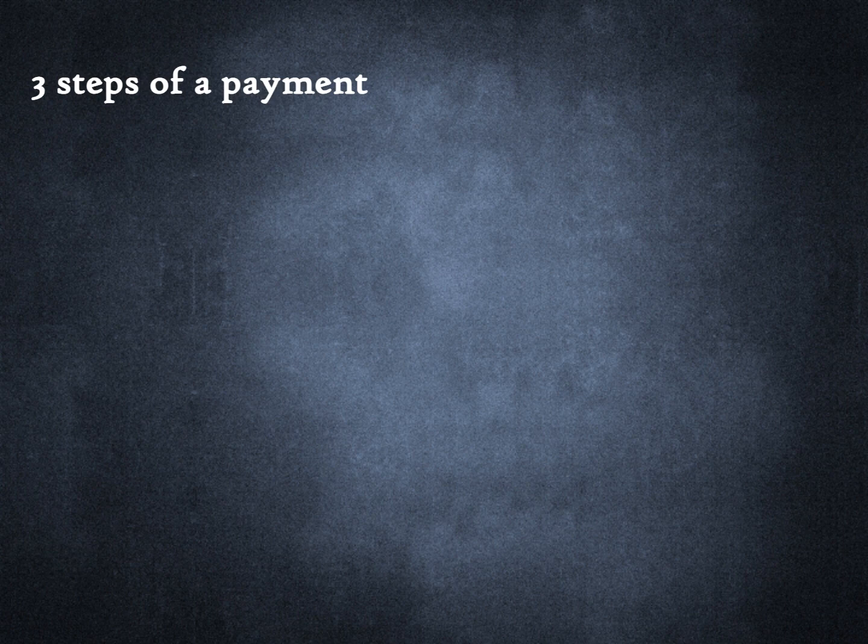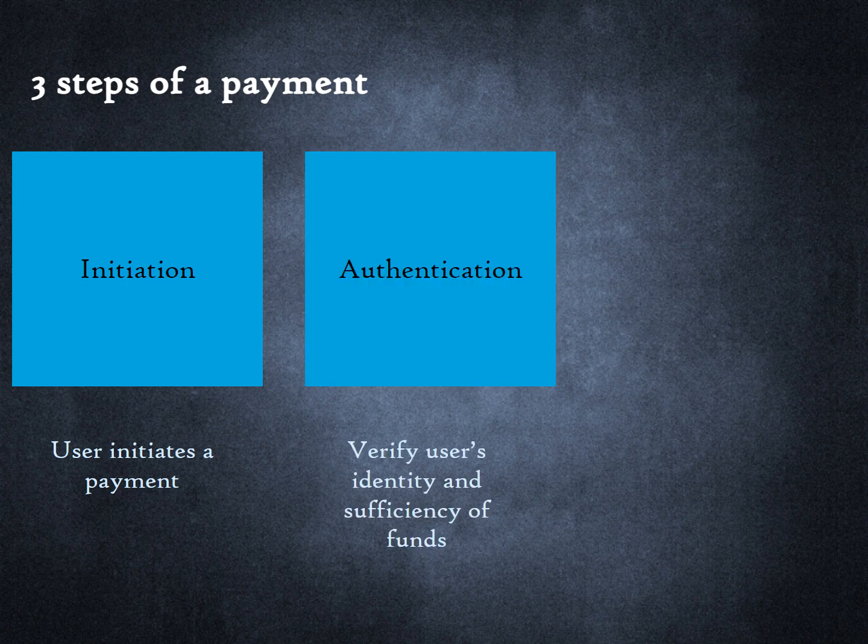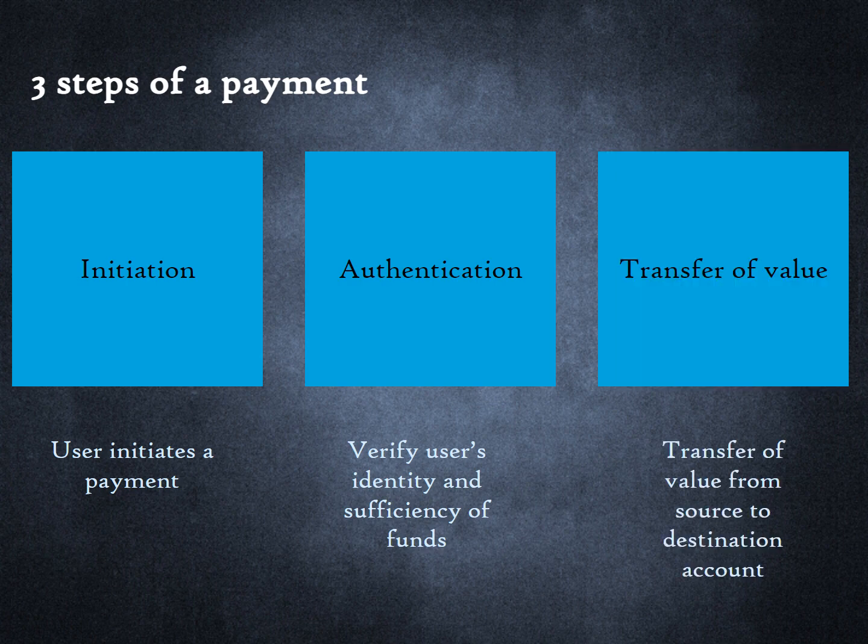Three steps occur in fiat money payments. First, the user initiates a payment. In the fiat money world, payments can be initiated by a variety of methods including online banking, checks and cards. Second, the payment is authenticated. This means that the identity of the individual and sufficiency of funds is validated. Finally, the value is transferred from the source account to the destination account.